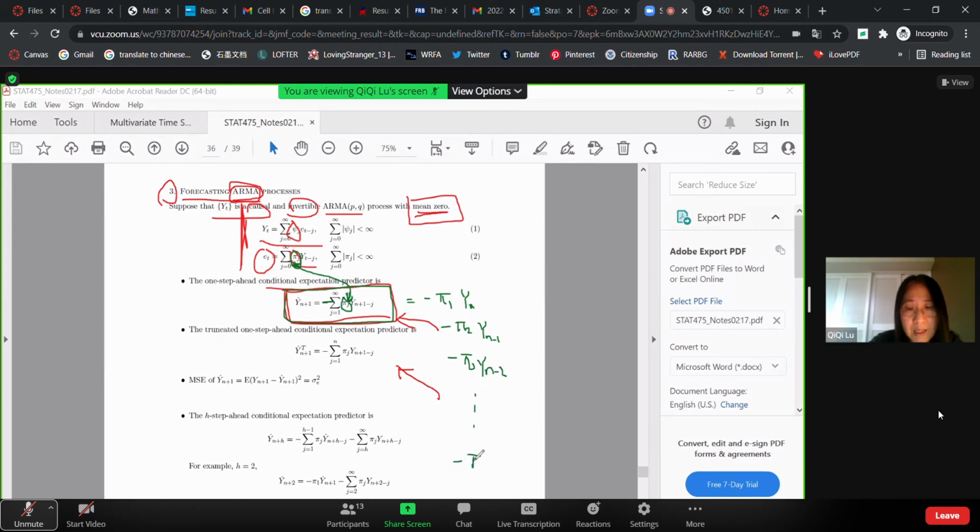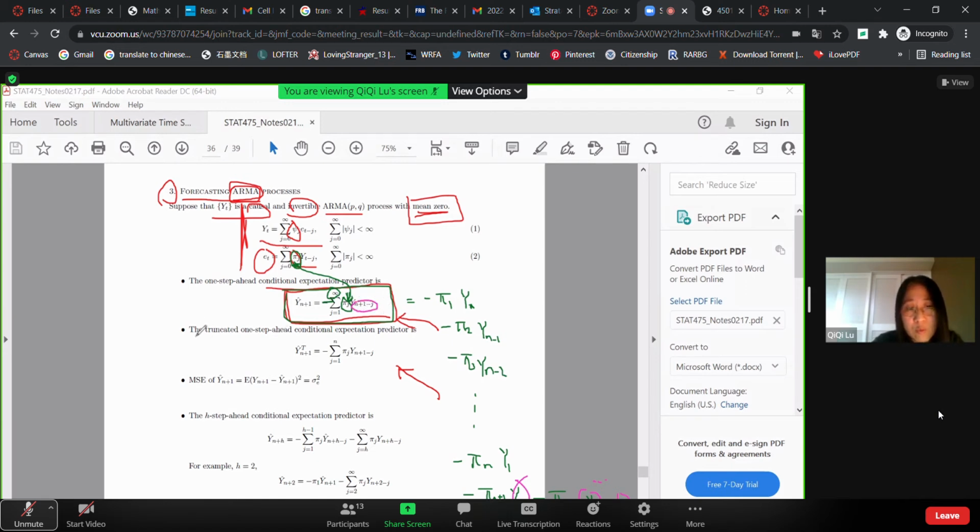You have pi n, so you have y1. If you continue, pi n plus 1, and then you have y0, right? And pi n plus 2, you have y negative 1, and so on. That's all minus. See, this sum here is j from 1 to infinity. But in practice, we do not have data for, say, y0, y negative 1, y negative 2, right? If this index is negative, we don't have data.